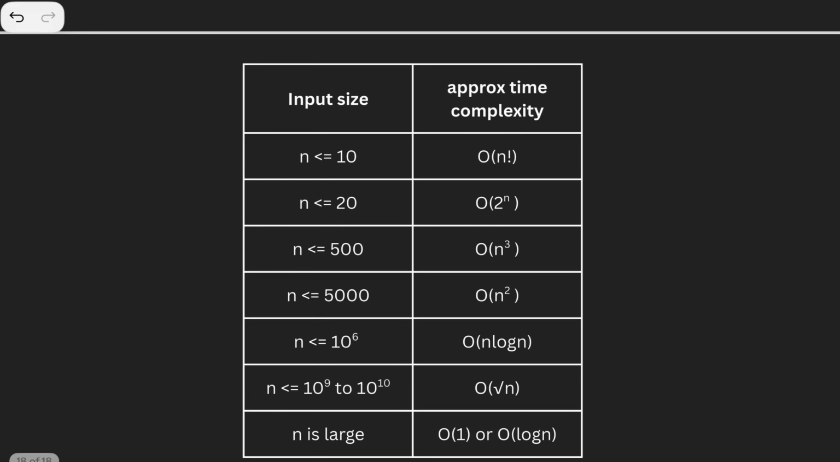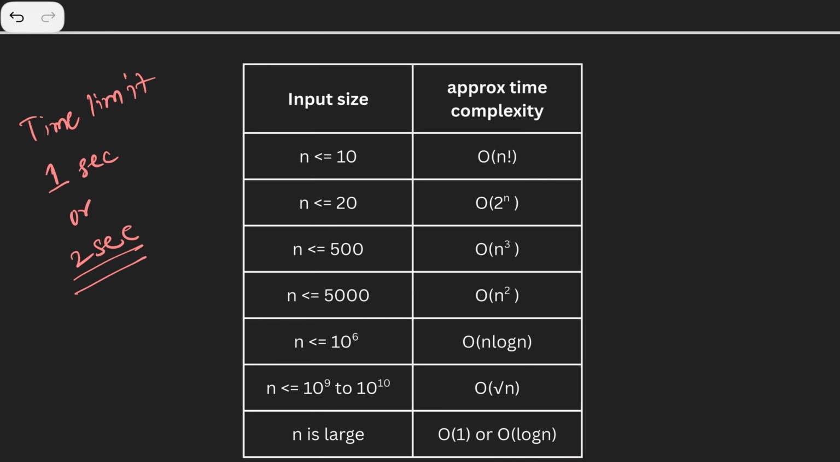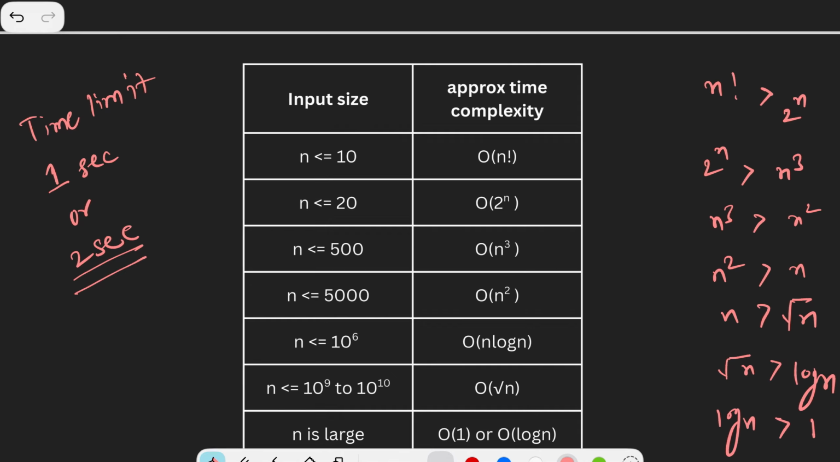Now let's look at the input constraints and the time limit. Let's say they give us a time limit of 1 second or 2 seconds, correct? And the input size or the constraint are like this. See, n factorial is greater than 2 to the power n. 2 to the power n is greater than n cube. n cube is greater than n squared. n squared is greater than n. n is greater than root n. Root n is greater than log n. And log n is greater than constant time complexity. Also, n squared is also greater than n log n.